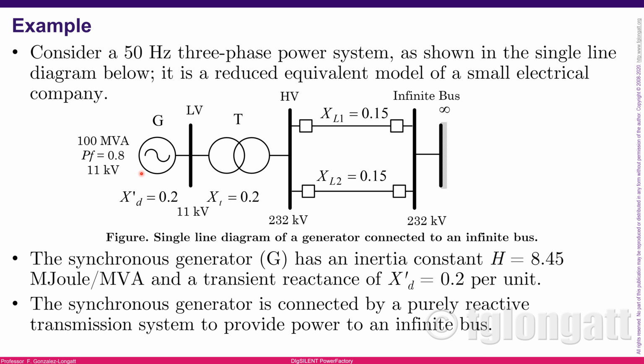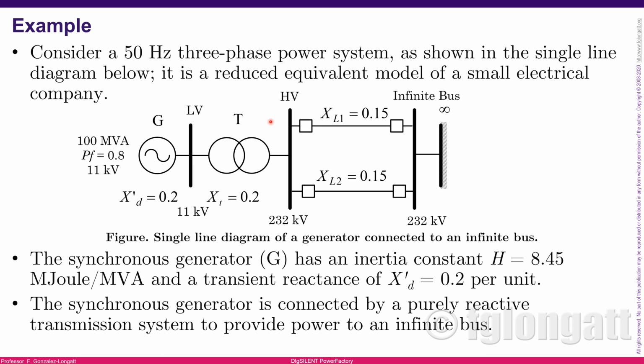There is a synchronous generator over here connected. If you look on the left-hand side, we have this generator. The rated capacity is 100 MVA, nominal power factor 0.8. We have 11 kV, the rated voltage of this generator, okay? We have a bus bar. The bus bar is called LV, or low voltage. Then we go to this step-up transformer, reaching this bus bar over here that we call HV. HV is basically short for high voltage, okay?